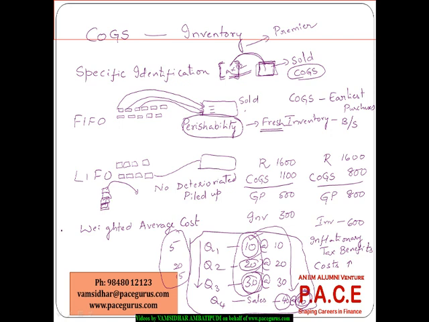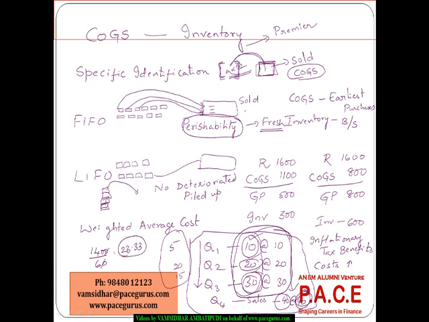Coming to the weighted average cost method, it's simply that I take the average of all these costs: 10 at 10, 20 at 20, 30 at 30. So overall the cost is 1400, and there are 60 items. So the average cost of the item is somewhere around, let's say, 23. On average, the cost of the item is somewhere around 23.33 bucks.